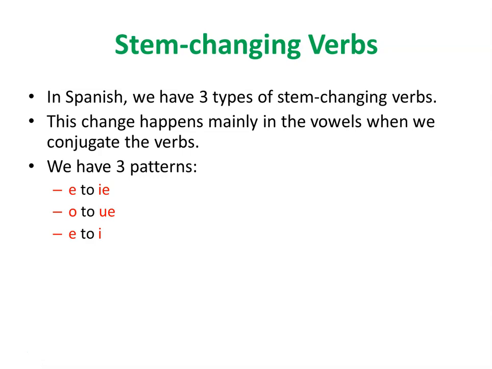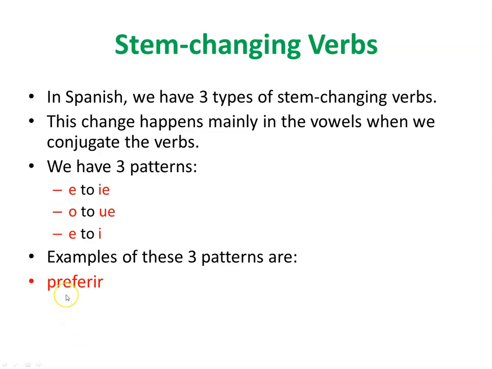The first one is when we have an E and this changes to IE when we conjugate a verb. And then the second pattern is going to be O, and when we conjugate, this changes to UE. And then the last pattern is going to be when we have an E in the infinitive verb, and when we conjugate, this E changes to an I. Examples of these verbs are preferir, to prefer, dormir, to sleep, and servir, to serve. Let's see what happens when we conjugate these verbs.